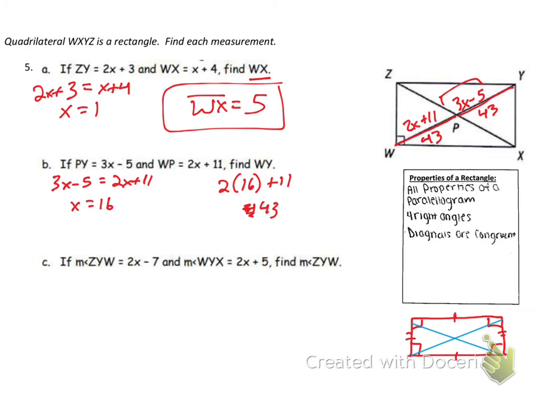So you could plug it into both of them, and then if I want to find out what WY is, I would just add 43 plus 43, right? And I would get WY is equal to 86.